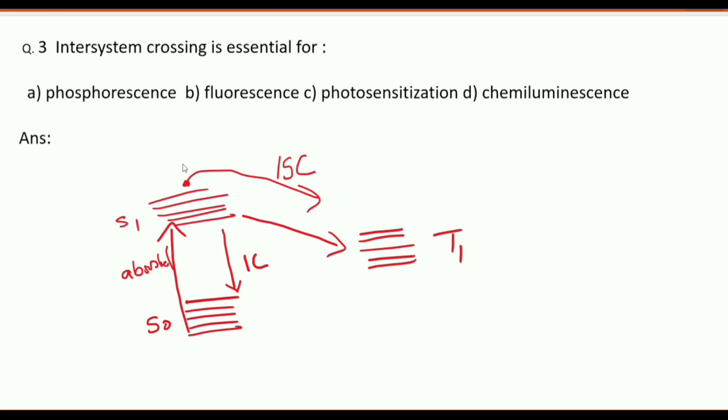When it is transferred to the singlet state, then it is IC. So inter-system crossing is essential for phosphorescence. Phosphorescence is a slow process whereas fluorescence is a fast process. Phosphorescence stores absorbed light and fluorescence emits light immediately. So fluorescence is an immediate process, and phosphorescence is a slow process. So in phosphorescence, inter-system crossing is occurring.